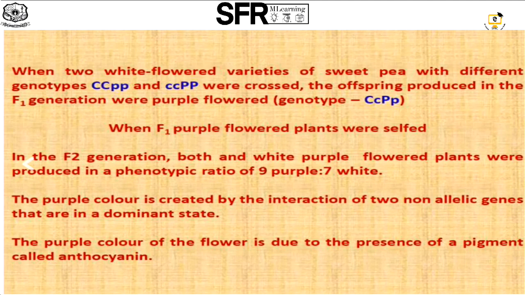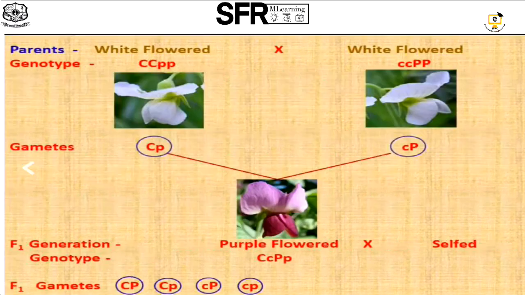So the purple color is created by the interaction of two non-allelic genes that are in the dominant state. The purple color of the flower is due to the presence of a pigment called anthocyanin. So C is for the chromogen and P is for the anthocyanin. The dominant variety produces the chromogen, and the other variety produces the anthocyanin.